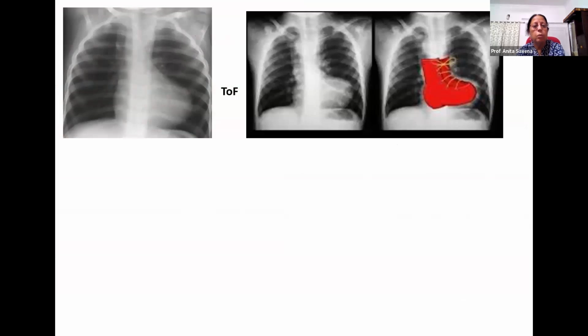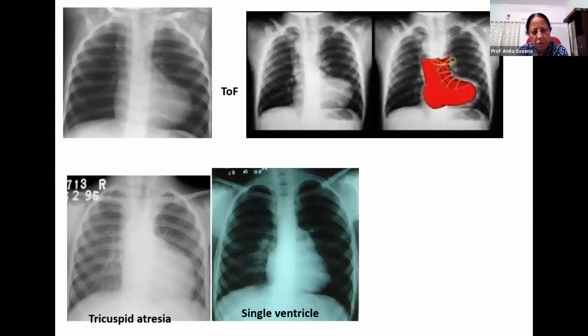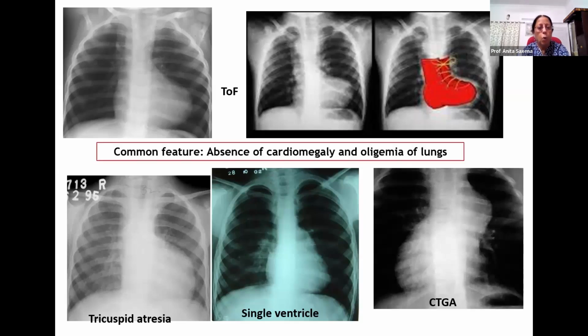X-ray, yes, it can help you, because in tetralogy you can have a typical boot-shaped heart, which is because of the pulmonary bay, and a right-sided aortic arch and oligemia of the lungs. But you can have an X-ray quite typical of tricuspid atresia, single ventricle, or situs solitus with levocardia, which is quite classical of corrective transposition. Whenever there's a mismatch between situs of the viscera and situs of the heart, think about corrective transposition. But what is common in these X-rays is that there is no cardiomegaly and there are black lung fields.